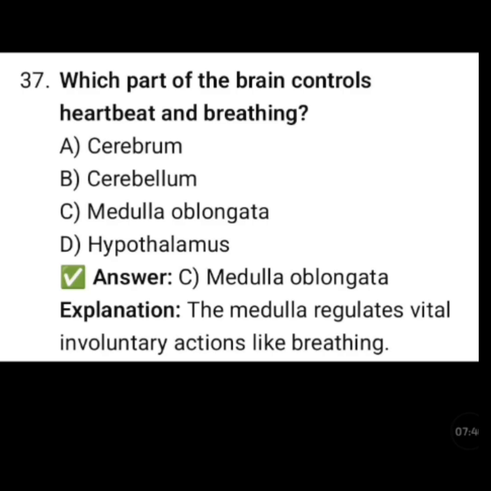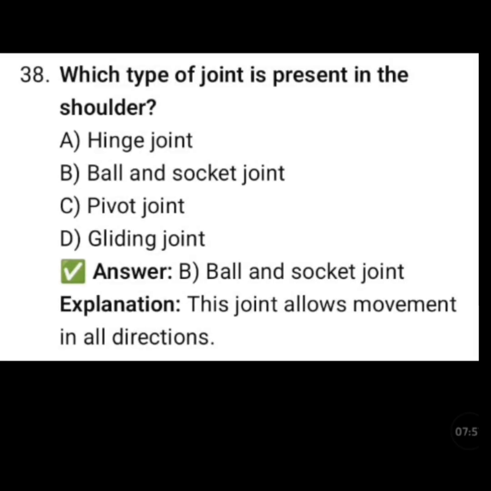Which part of the brain controls heartbeat and breathing? Cerebrum, cerebellum, medulla oblongata, hypothalamus. The correct answer is option C, medulla oblongata. The medulla regulates vital involuntary actions like breathing. Which type of joint is present in the shoulder? Hinge joint, ball and socket joint, pivot joint, gliding joint. The correct answer is option B, ball and socket joint. This joint allows movement in all directions.